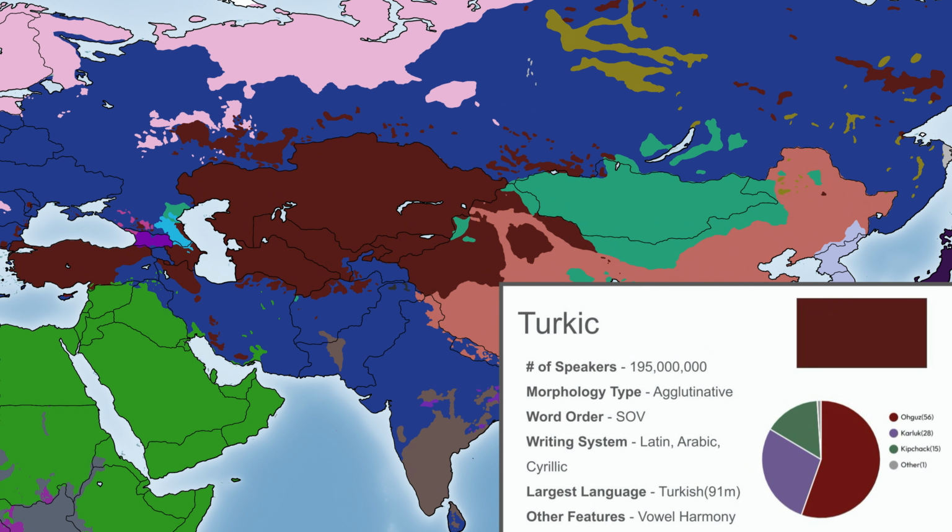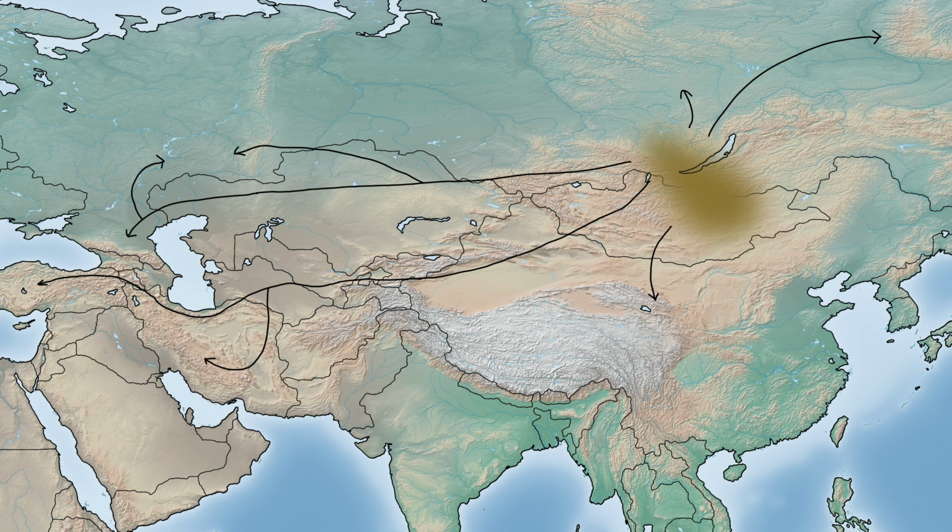A distinctive feature of Turkic languages is vowel harmony, where the vowels in the suffix of a word, added through agglutination, match the vowel in the word. It is hypothesized that the ancient Turkic homeland was in modern-day Mongolia to the south of Lake Baikal.